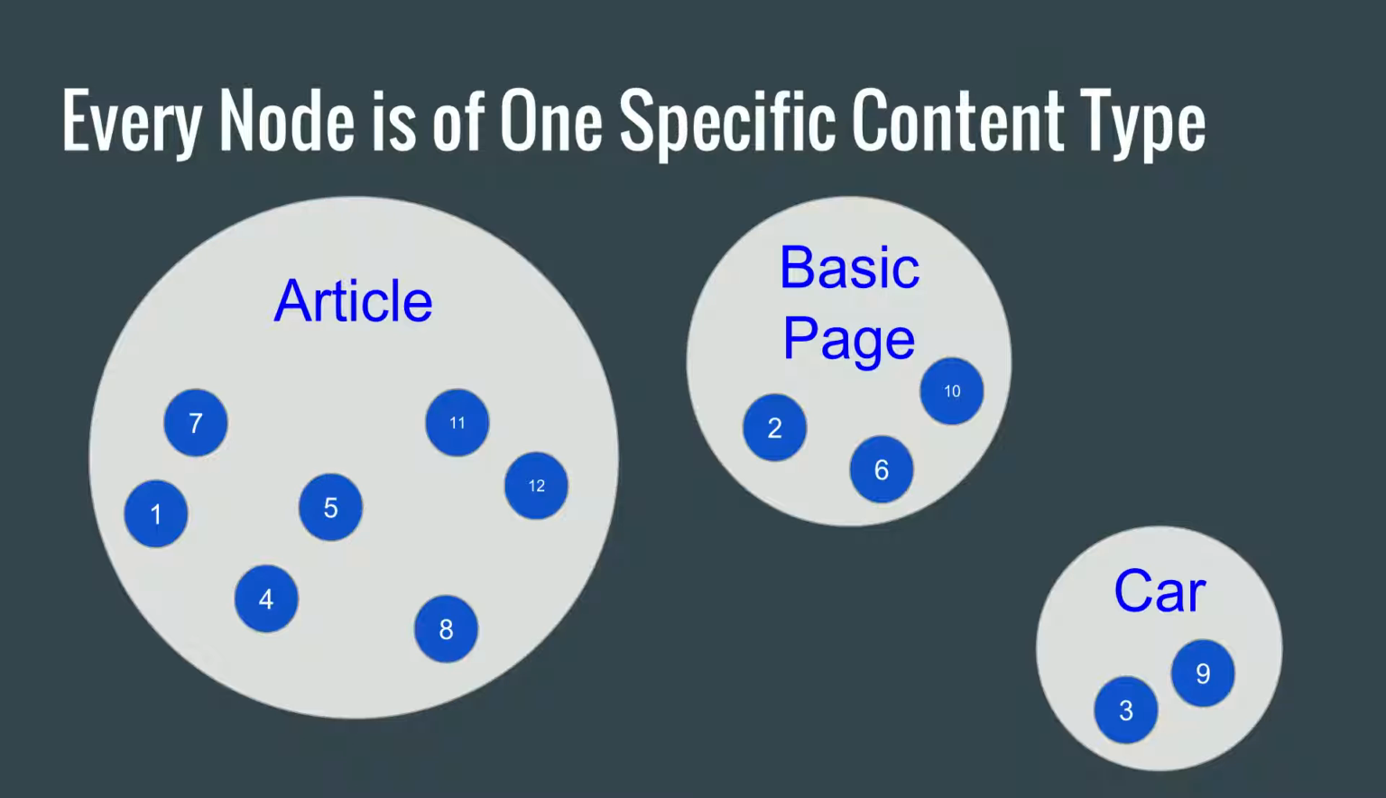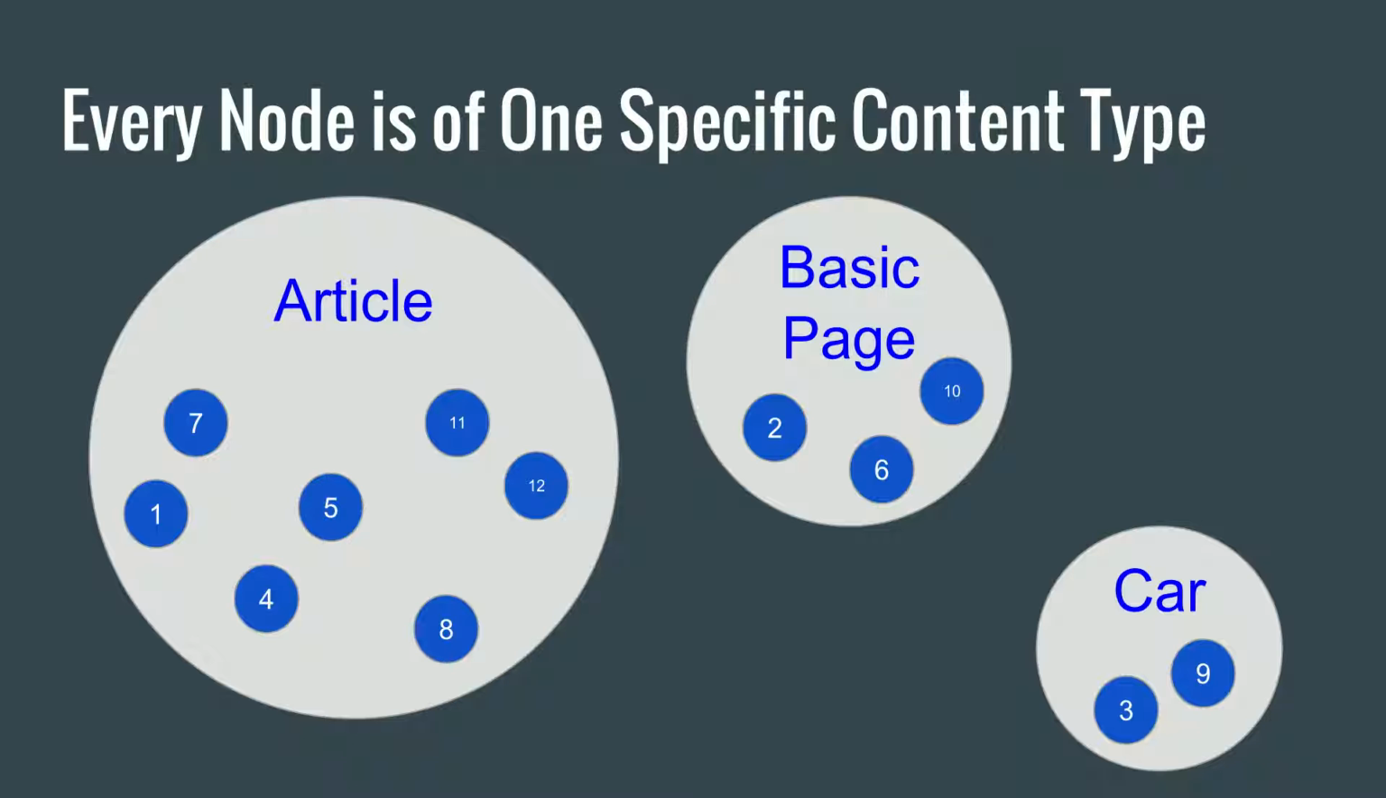Before going any further, I want to clarify something. Every node is of one specific type. You cannot have a node that doesn't have a type, and you cannot have a node that has two types. So one node, one content type.